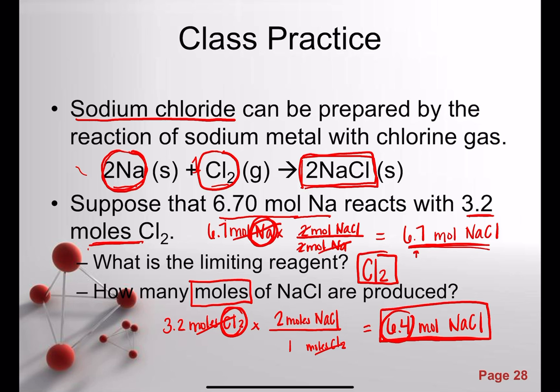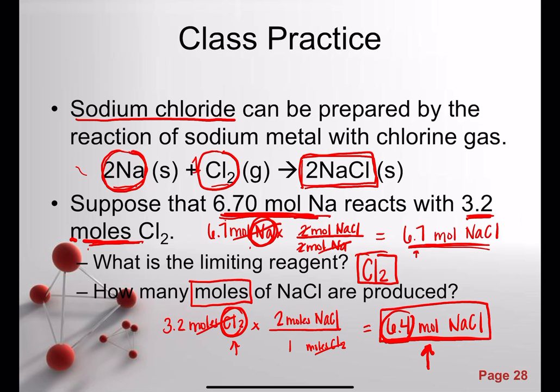So in this chemical reaction, if we start with these quantities, 6.7 moles of sodium and 3.2 moles of chlorine, we are only going to be able to make 6.4 moles of sodium chloride. Okay, that's how many moles will be produced because we run out of the chlorine. I said that backwards, I apologize. Okay, so that is a limiting reagent calculation.